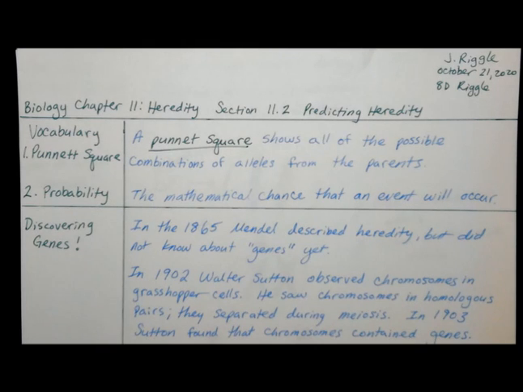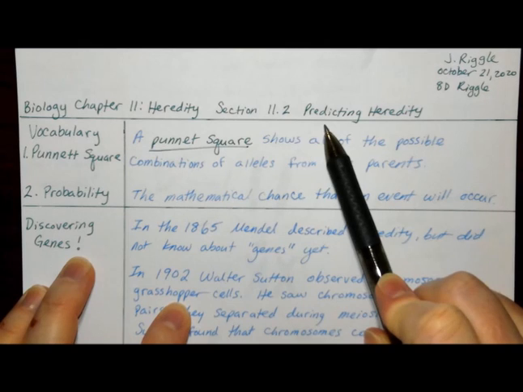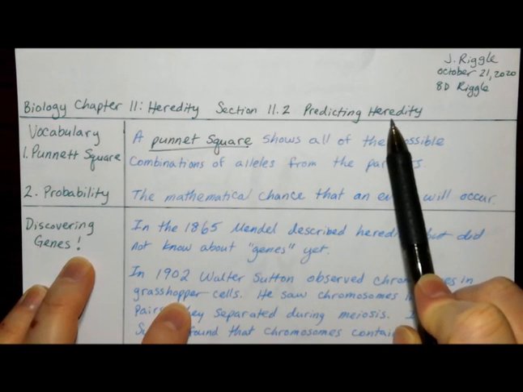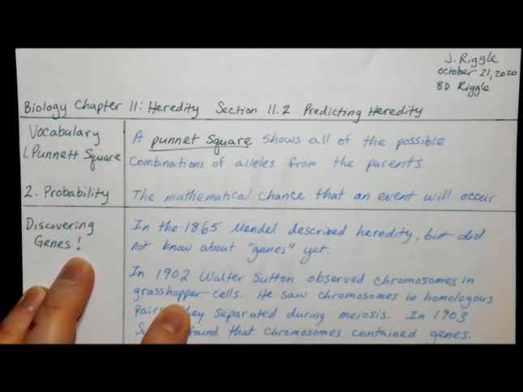All right, so these are the notes for Chapter 11, Heredity, Section 11.2, Predicting Heredity. If you follow along with my notes, copy them word for word, you are guaranteed a B on this assignment. If you include the summary at the end, it'll give you an A. So, super easy assignment today. Please make sure to keep up.